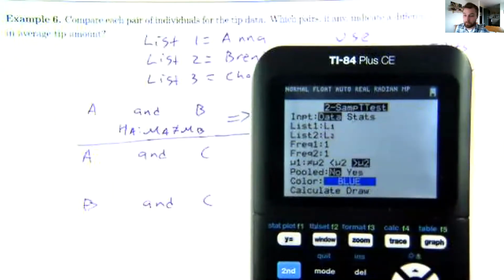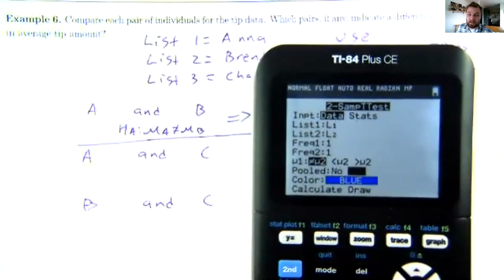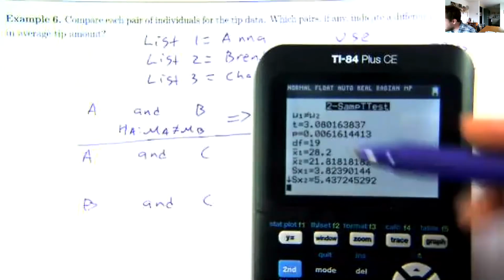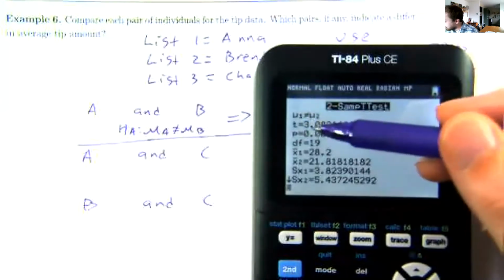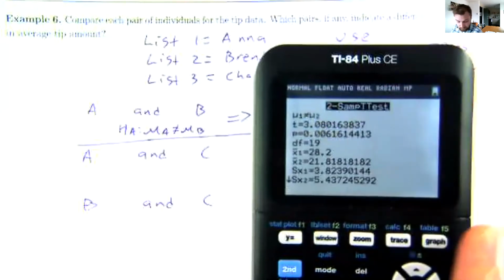This looks good so far. For alternative hypothesis, I'm testing for a difference. When I was doing ANOVA, I had that pooled variance, so I'm going to pool. If I don't pool, it's not going to make that big of a difference. I'll show you the two things side by side here. And I'm going to go down to where it says calculate. When I do this, it gives me a t-score of 3.08, and it gives me a p-value of 0.006.